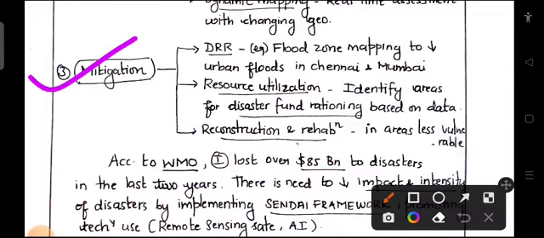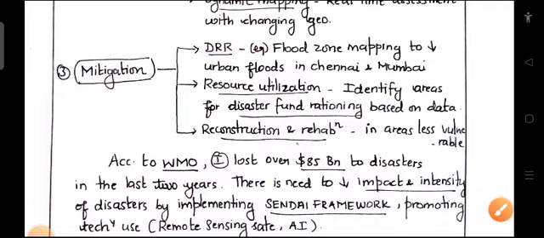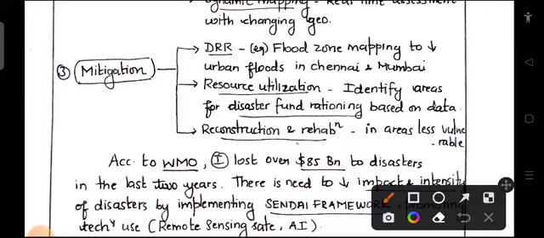So what is the next step? It is about mitigation. Once it has happened, how can we reduce its impact? The first one is DRR, disaster risk reduction. For example, how can we reduce the risk? Flood zone mapping to reduce urban flooding in areas like Chennai and Mumbai.